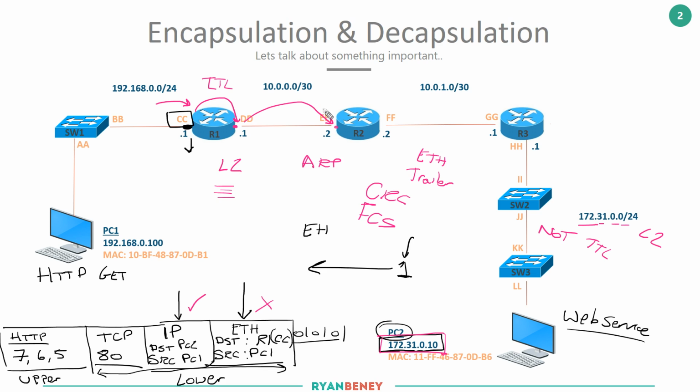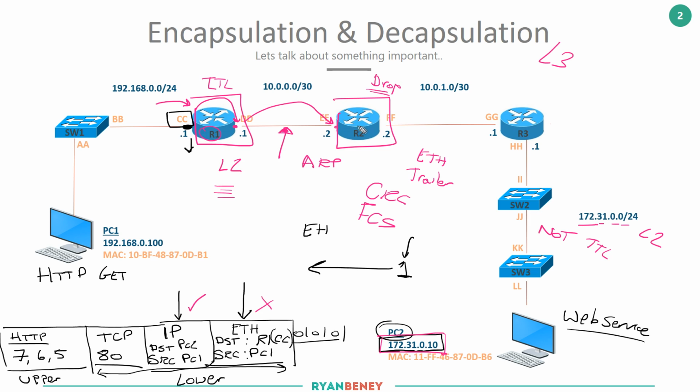And this check allows router 2, when it receives the packet from router 1, to ensure that no voltages or interference have caused the frame to be corrupt across the wire. And if it has been corrupt, it will simply drop that frame. And that CRC or FCS is created on a per hop basis by a layer 3 device.